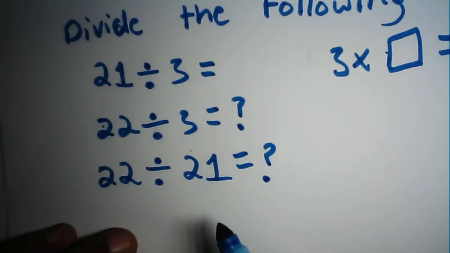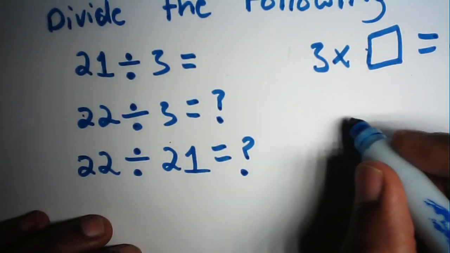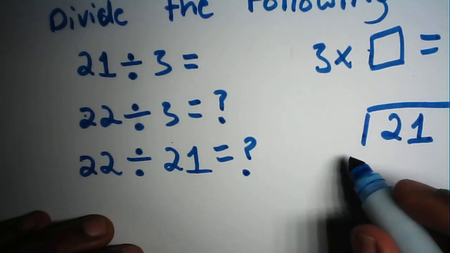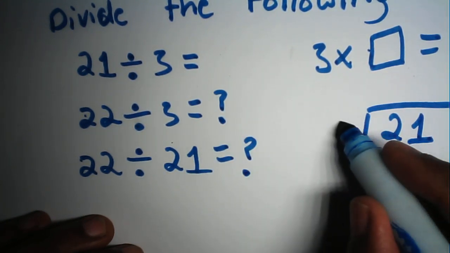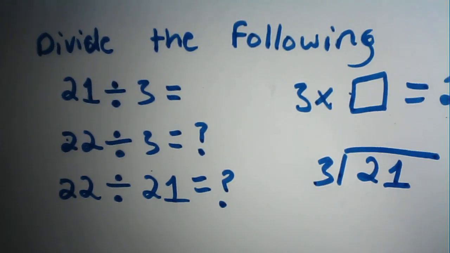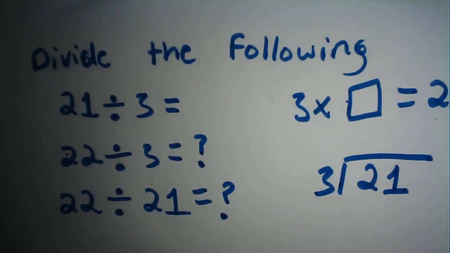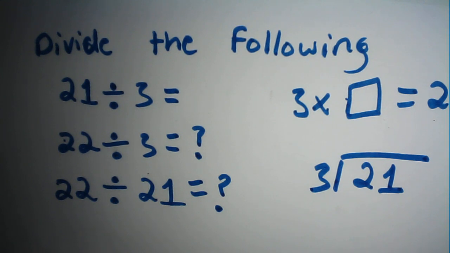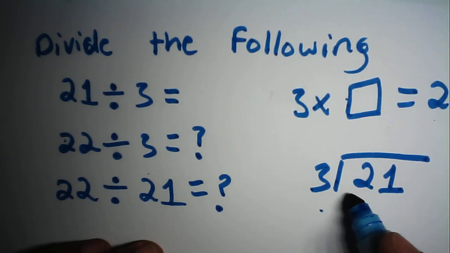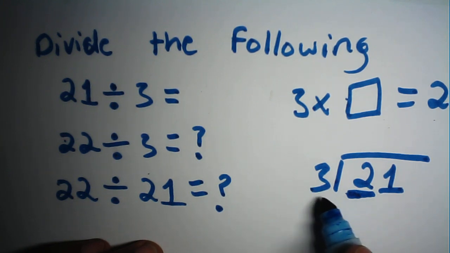So first we set it up like so. We put whatever we're dividing here, and whatever we're dividing by on the outside, which would be 3. Now we start from the first number in the first place and check this individual number to see, does this divide that? So can 3 divide 2? And the answer here is no.